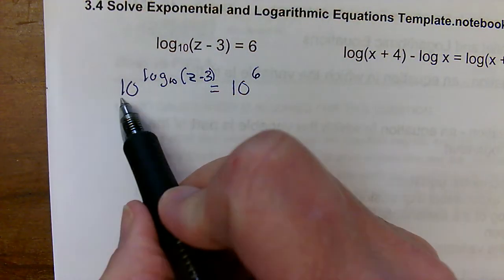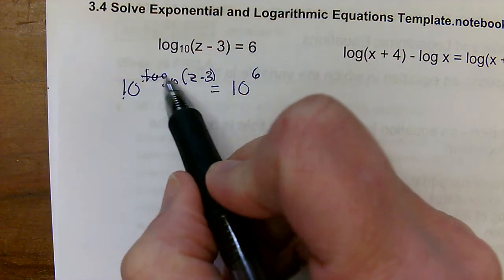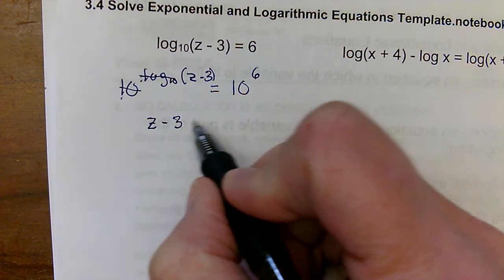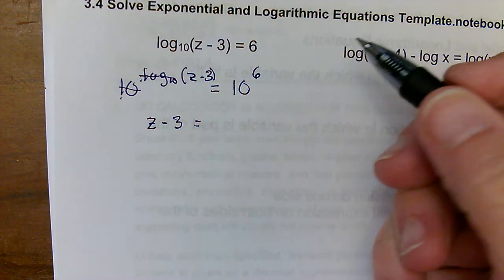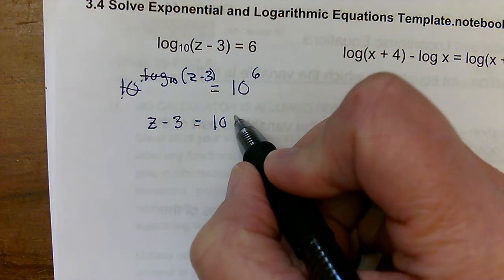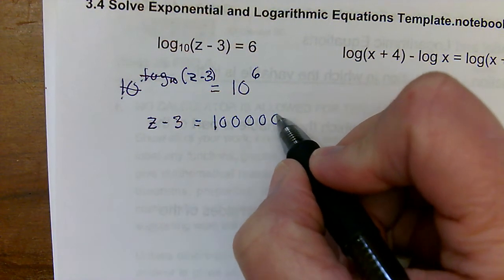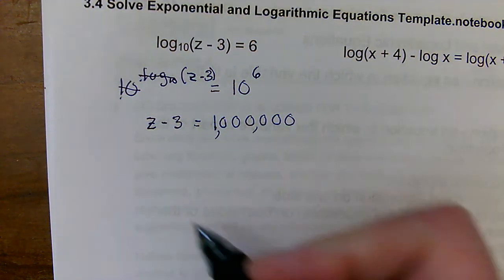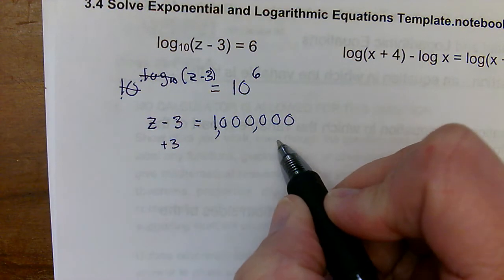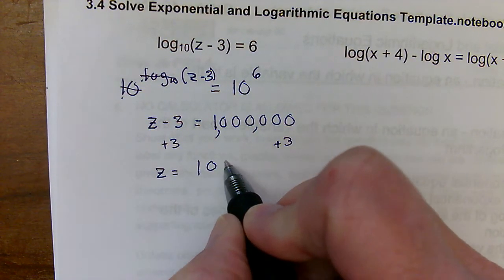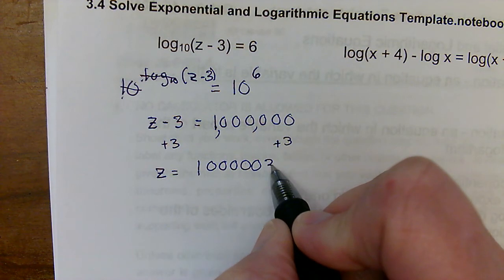So the 10 and the log base 10 cancel out and leave just the z minus 3. And over here you have 10 to the 6th power. Well, 10 to the 6th power means you have 10 multiplied times itself 6 times, and that is 1,000,000. And then you would add the 3. And you get z equals 1,000,003.